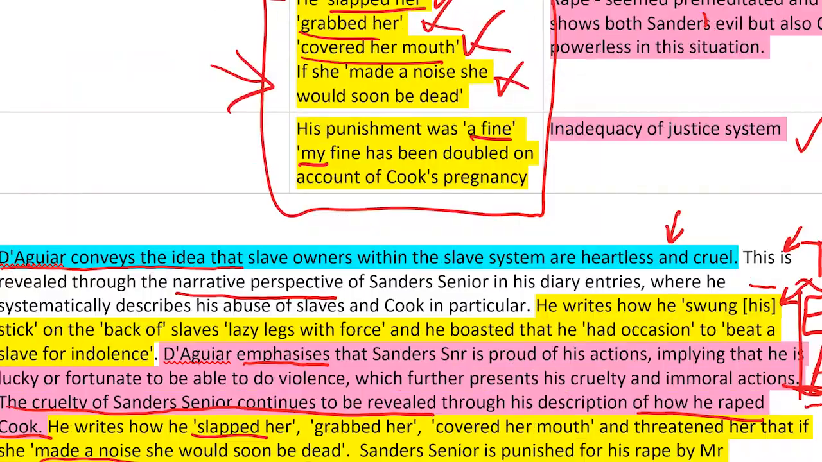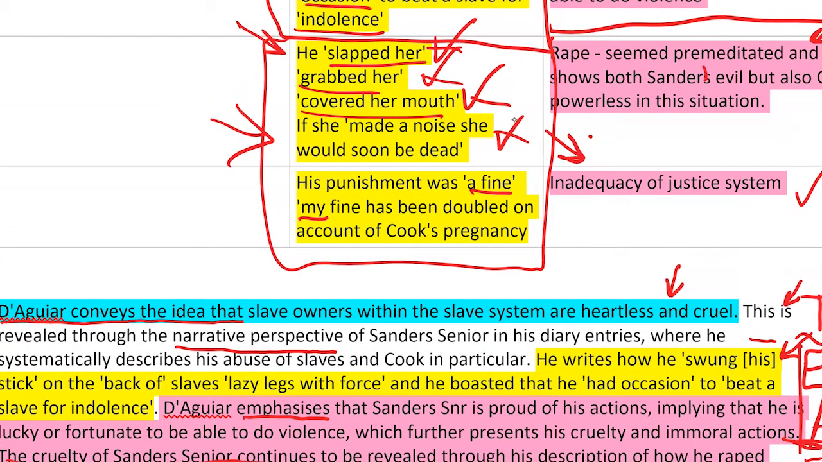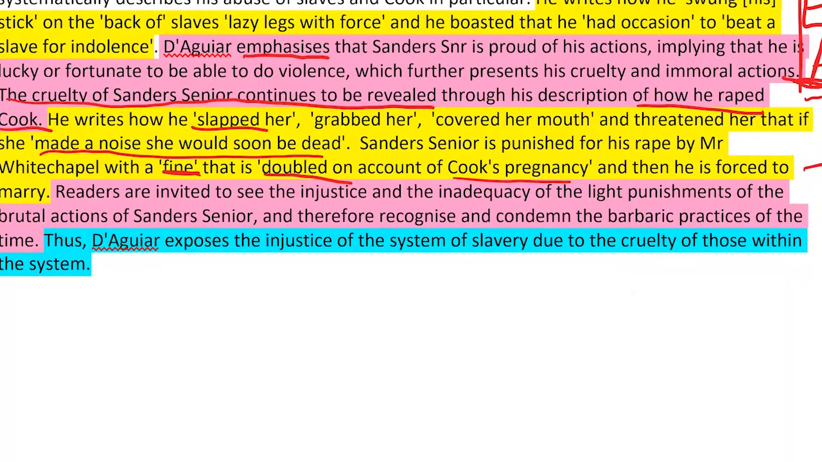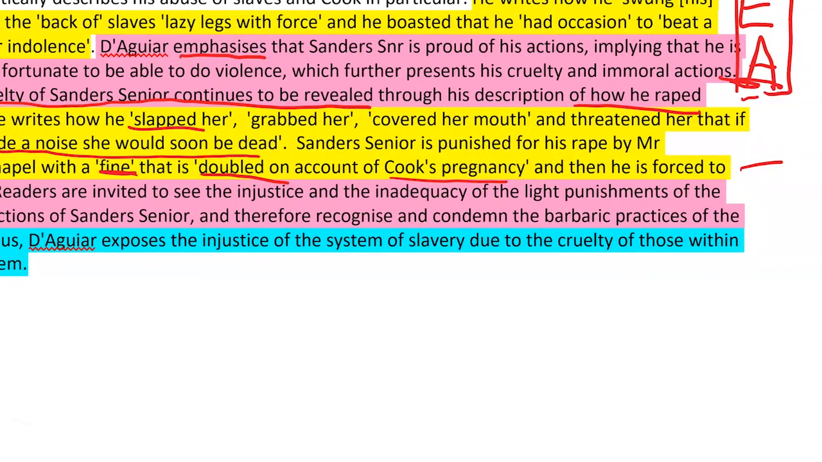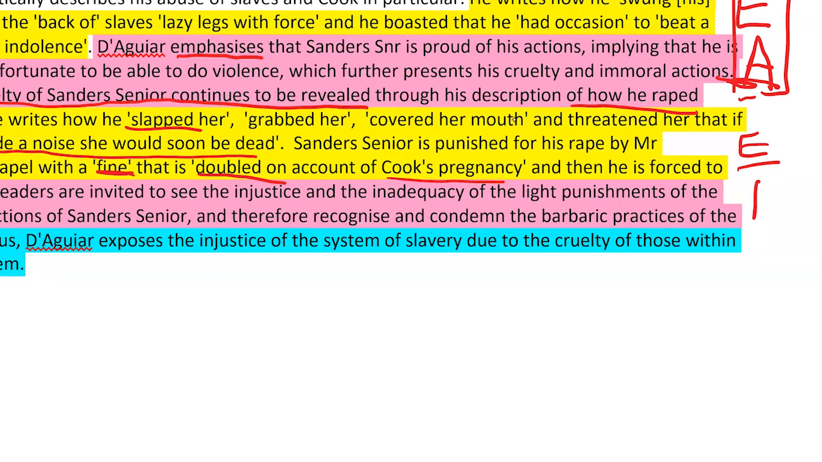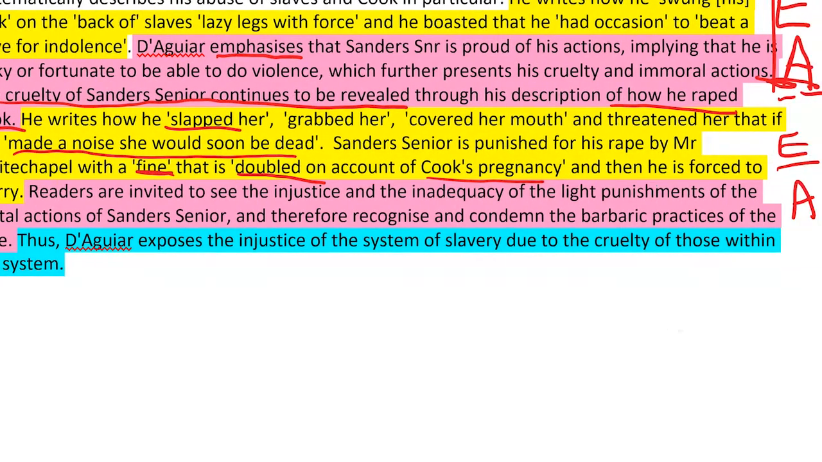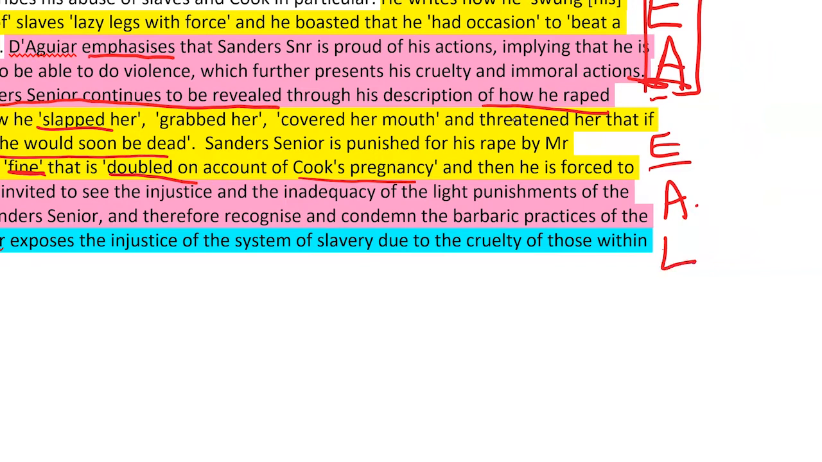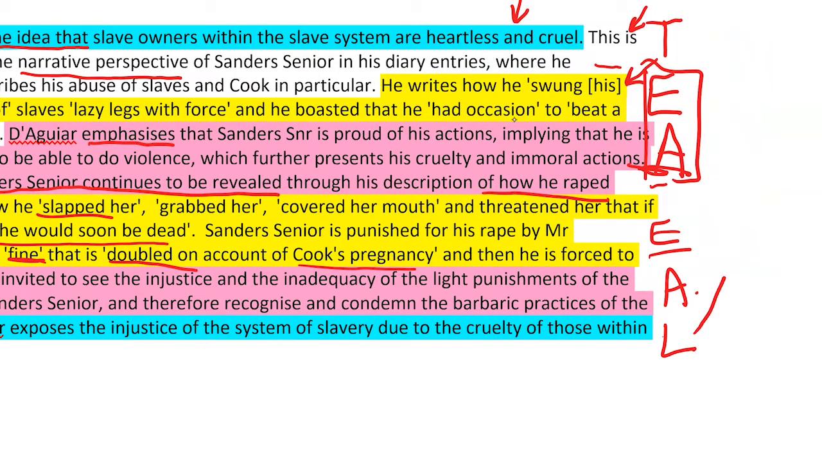Readers, so this is now coming into my analysis. Readers are invited to see the injustice and the inadequacy of the light punishments, the brutal actions of Sanders Sr., and therefore recognise and condemn the barbaric practices of the time. So we come back to analysis here. And then we finish off the paragraph with a link sentence, remembering that your link sentence has to come back to your topic sentence and go back to your essay topic.